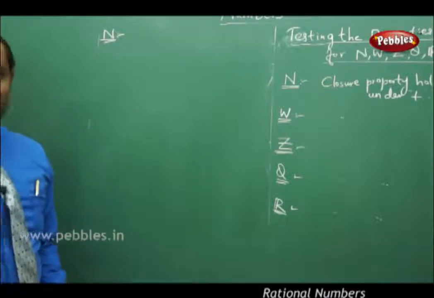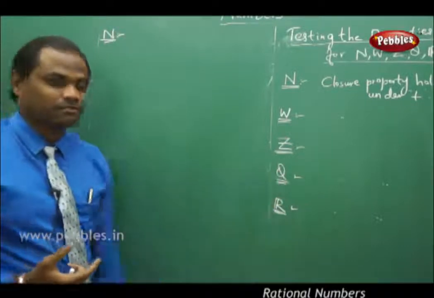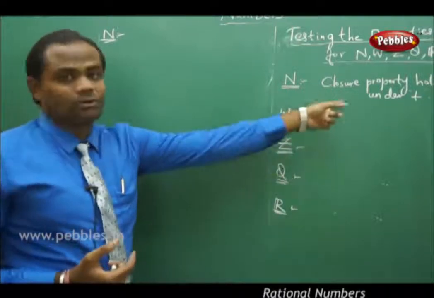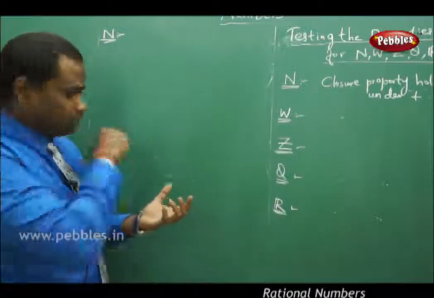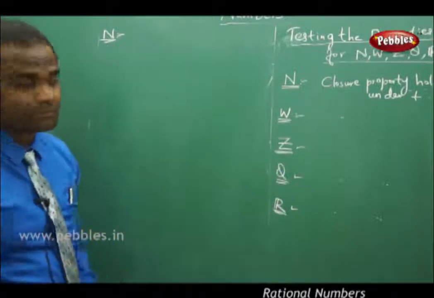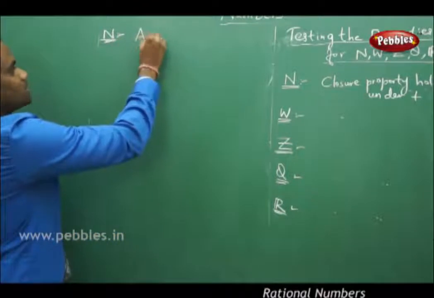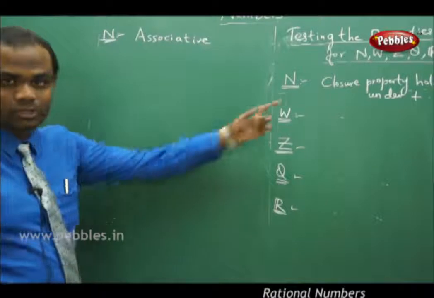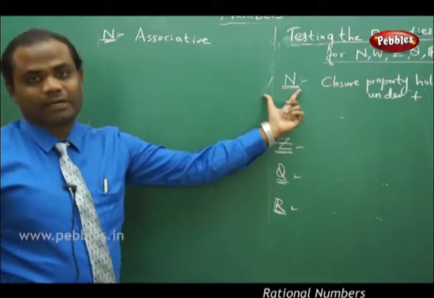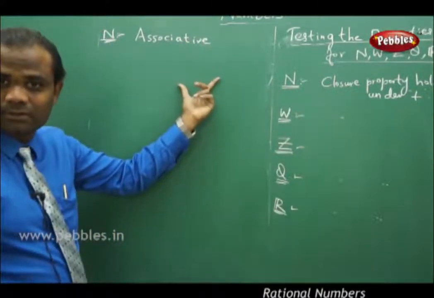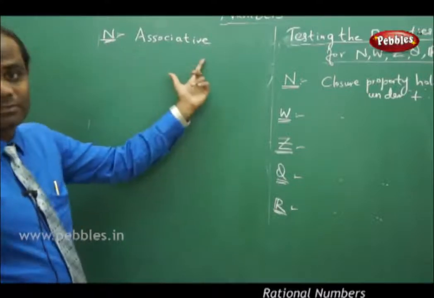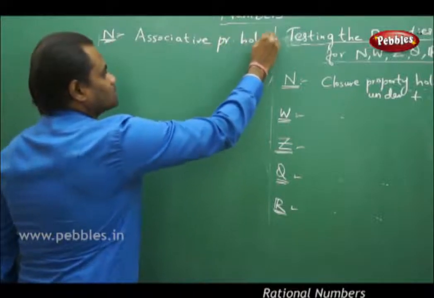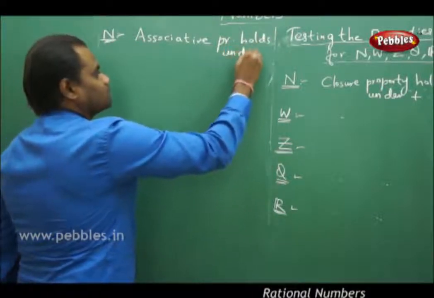Now, associative property is nothing but the extension of closure property. So in this case, when I have two elements added, it comes under closure property. When I have three elements indirectly added, it comes under associative property. So associative property, being an extension of closure property and satisfying for natural numbers, indirectly satisfies for natural numbers under associativity. So associative property holds under addition.